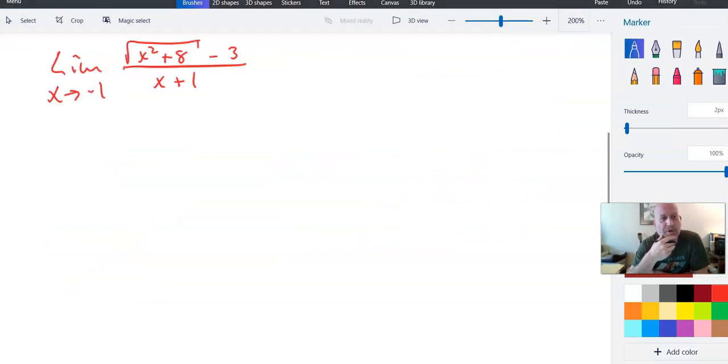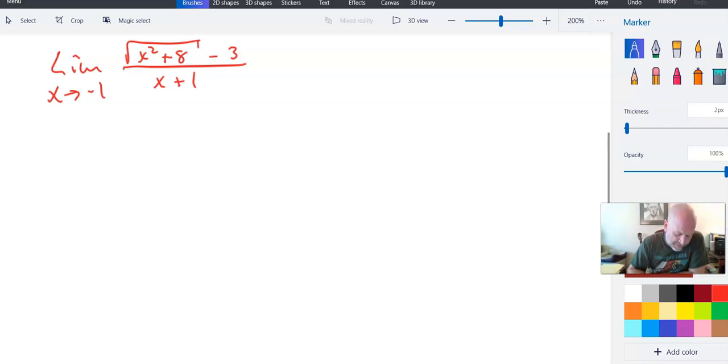Okay, so this time we're looking at the limit as x approaches -1 of, let's see, we got 3 subtracted from the square root of x squared plus 8 over x plus 1. Now, I think we can see right off the bat, if I plug in -1 into that denominator, I'm going to get a 0. So the only question is whether we get a 0 for the numerator as well, because if we do, that means there's something we can do. We may be able to find this limit. So let's see what the numerator comes out to.